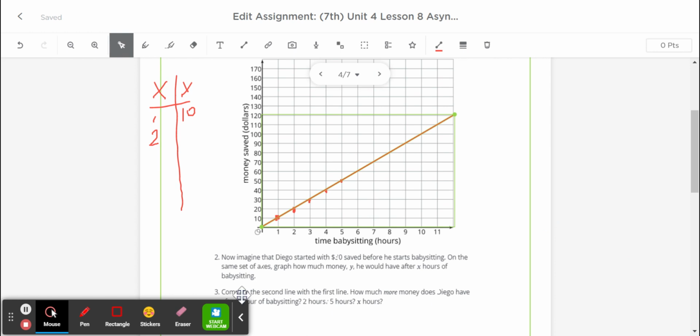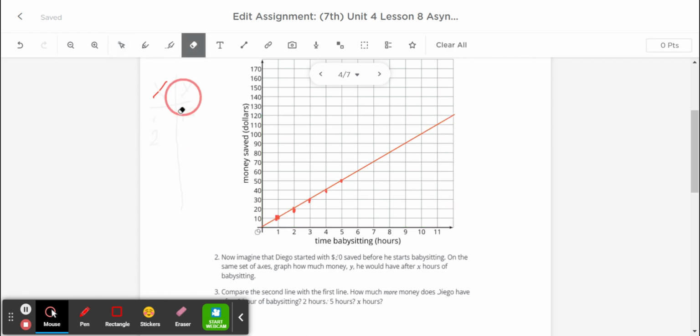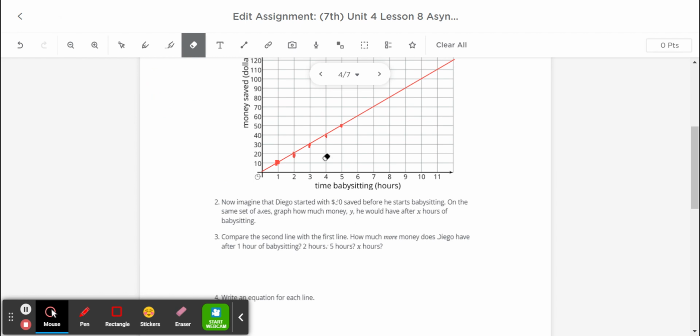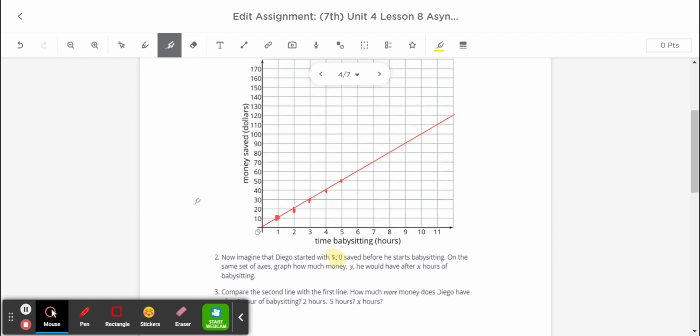Question 2 says, now imagine that Diego started with $30 saved before he starts babysitting. And this right here says 30. So I'll know if you're watching the video because you'll be able to tell that it says 30 is saved before he starts babysitting. On the same set of axes, graph how much money Y he would have after X hours of babysitting. Well, let's do an XY table again, and I'll change the color for clarity.